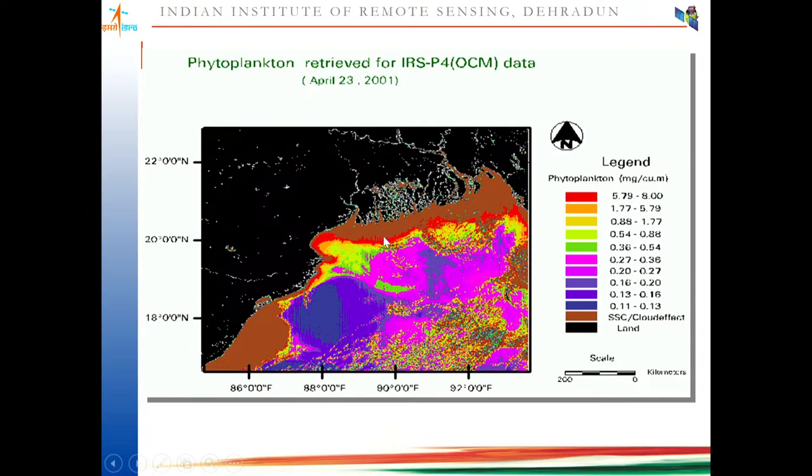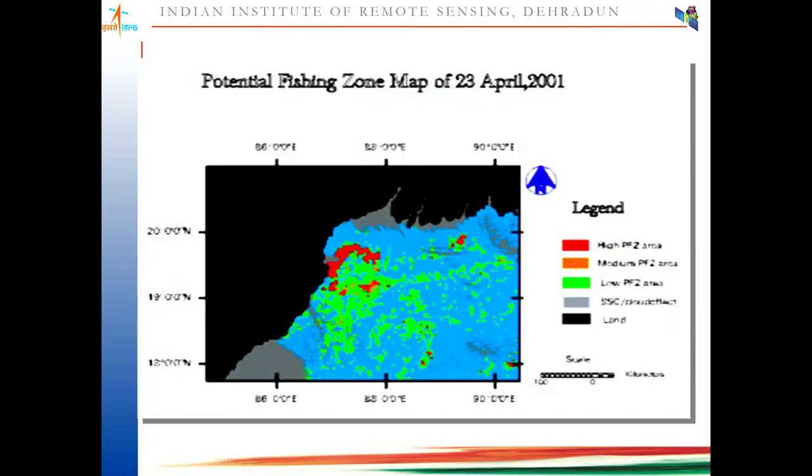the high SSC. After that you can see that near the coastal zone, as I told you earlier, the concentration is high. When I go away from the coast, the chlorophyll concentration is decreasing. And whenever I superimpose one above the other to get the potential fishing zone of 23rd April 2001, we can see that it perfectly matches in the eddy zone particularly, which is the high PFZ area, then medium PFZ area, low PFZ area.